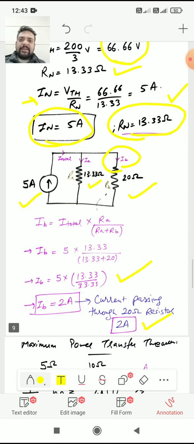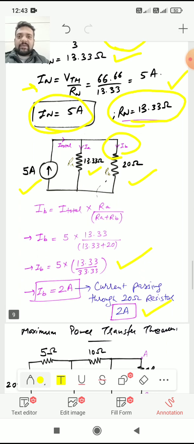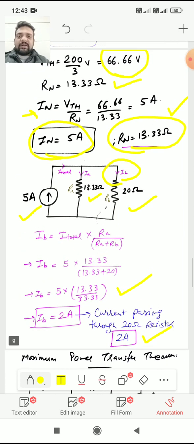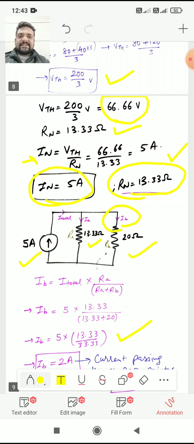So irrespective of the method that we use, either be it superposition theorem, Thevenin's theorem, or the Norton theorem, in all the cases we are getting 2 ampere of the current passing through 20 ohm resistance.